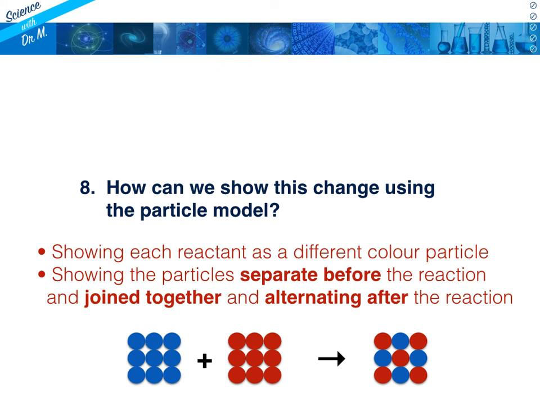So we have our iron particles shown in blue, and then we represent the sulfur particles in red and then show them as iron and sulfur mixed up together, but still in a regular order because it's a solid, as our iron sulfide. Okay, well that's the end.